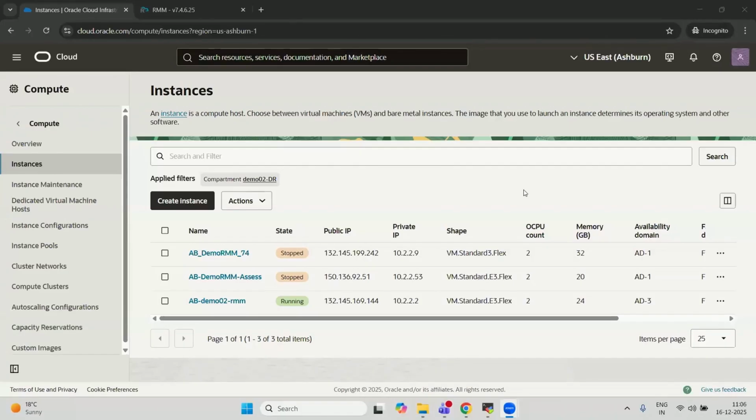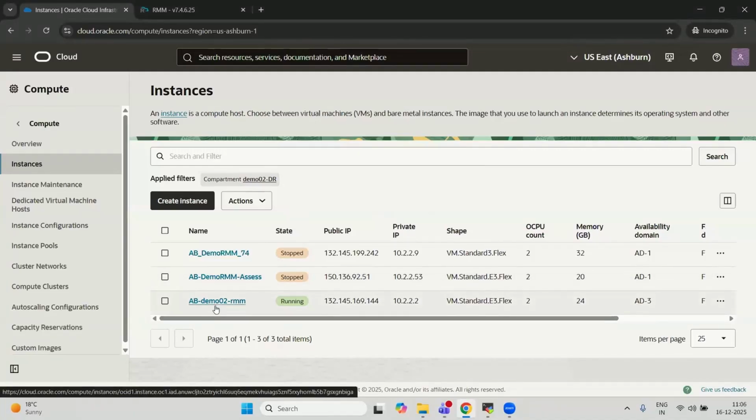All right. So here, as part of this quick demo, I'm going to show you migrating a workload which is currently running on-premise on VMware into Oracle account. Now, this is my OCI account running in US East Ashburn region. I've got my compartment demo02DR. And as we looked at in the architecture, RMM sits on the destination side. So that's how I've deployed my RMM instance here. And it has been deployed using the marketplace image itself. So very easy for you to deploy it.